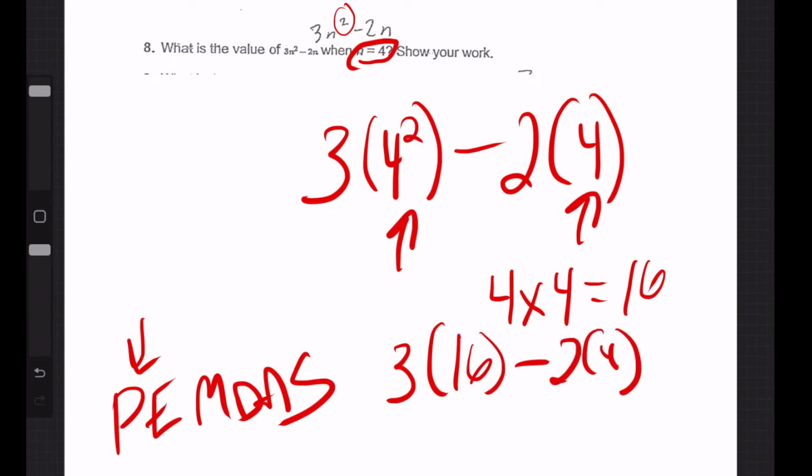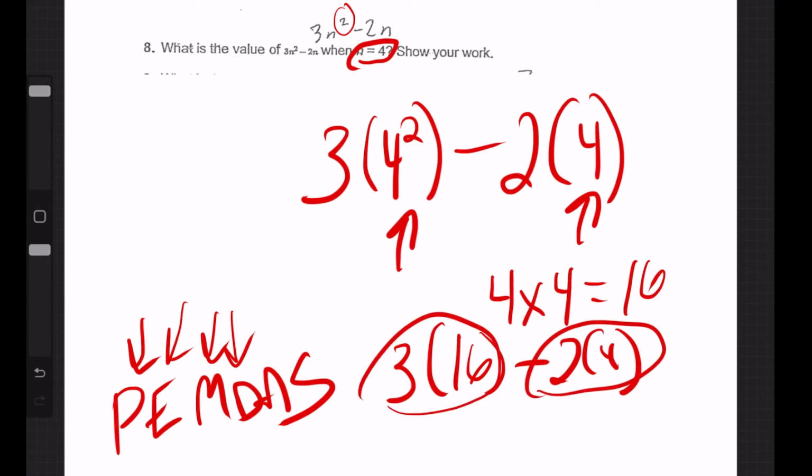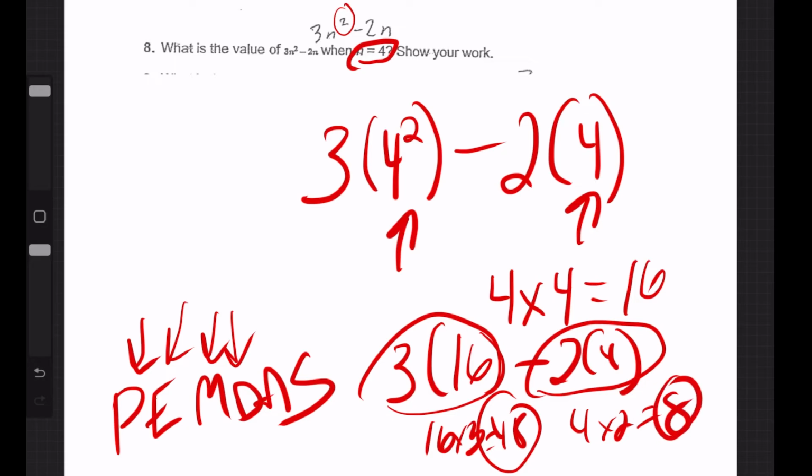That's our new equation. So we've done the parentheses. Are there any exponents outside the parentheses as we're following along with PEMDAS? There are not. Is there any multiplication or division? Well, there sure is. We've got 3 times 16 here and 4 times 2 here. 16 times 3 is 48. And 4 times 2 is 8. So let's rewrite the question, and instead of having 3 times 16, we'll put 48. And instead of having 4 times 2, we'll put 8.